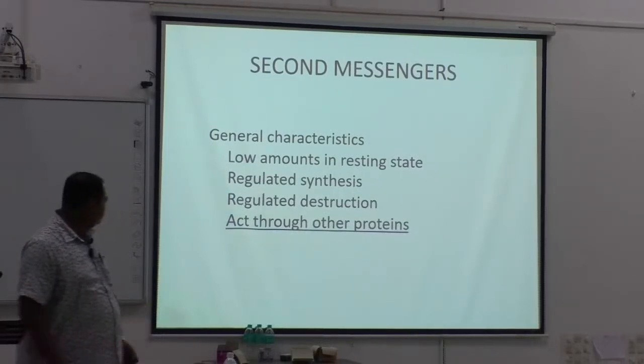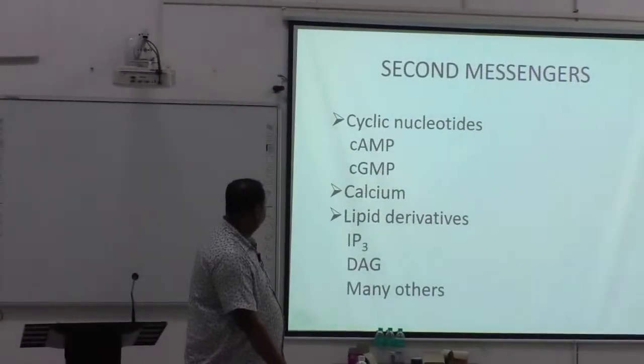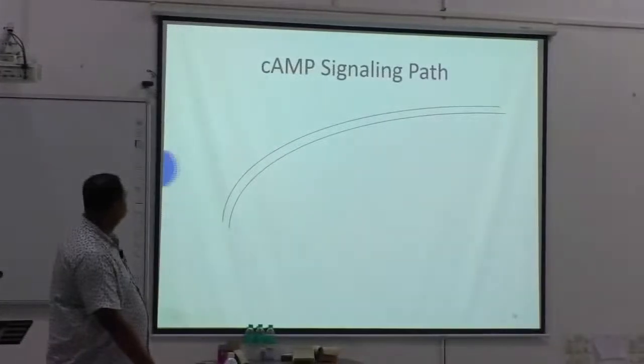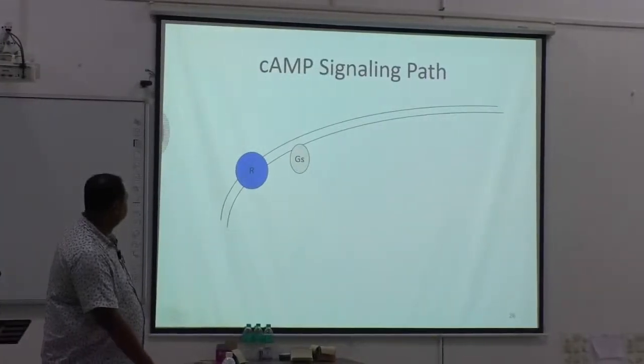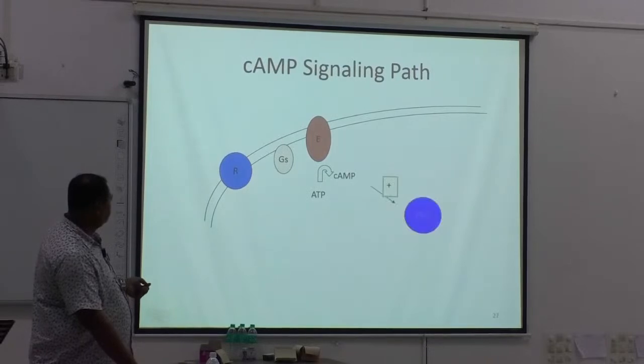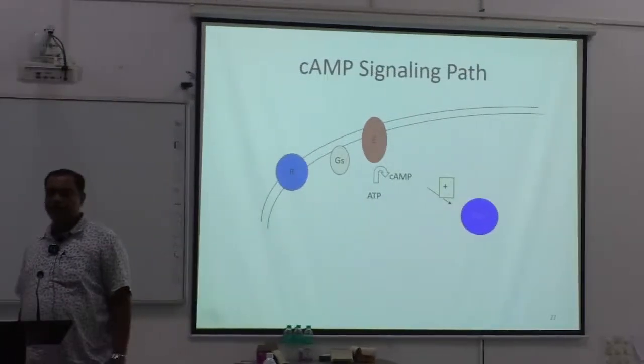General characteristics of, examples of second messengers. The effector molecule G alpha S, ATP to cyclic AMP. What is PK? Protein kinase A. Protein kinase A.